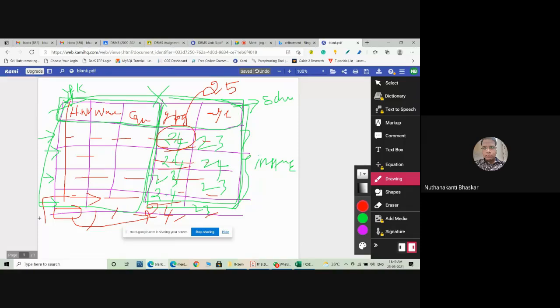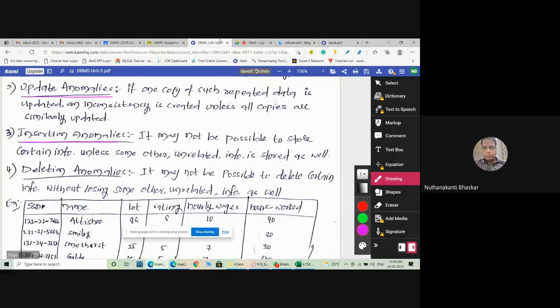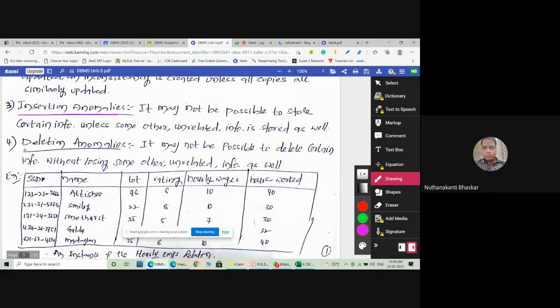If you want to insert only the hall ticket number, there is no need to consider anything else. You can directly insert the hall ticket number because this is the primary key. It will be accepted uniquely. This is the problem of insertion anomaly. We are now coming to the last one, deletion anomaly.